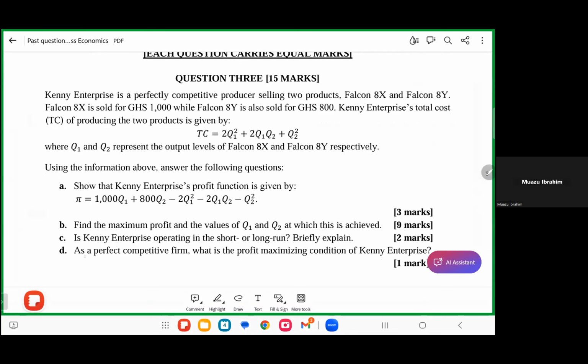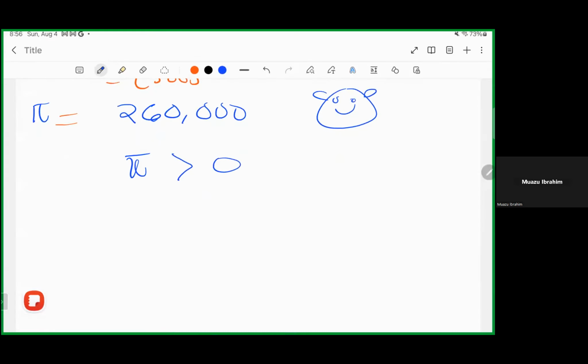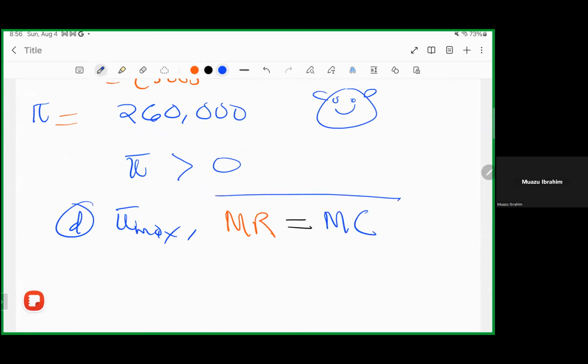The D part is saying, as a perfectly competitive firm, what is the profit maximizing condition of Kenny? This is what we've always been doing. So the D part, profit maximizing condition. What is it? Marginal revenue is equal to what? Marginal cost. That is it. So that's all. So for the D part, you just write that.